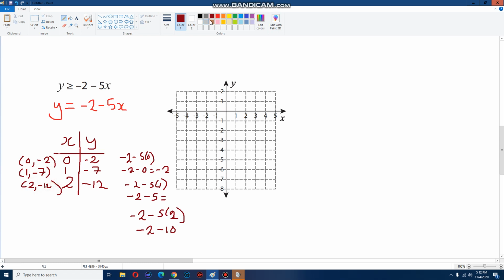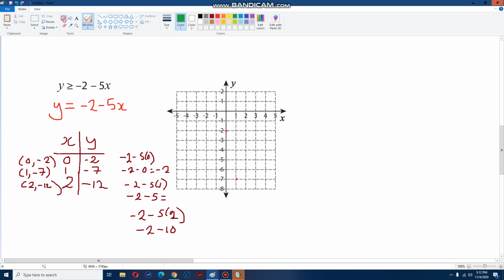Okay, and now let's plot this in my graph. So I'll start with 0 and minus 2, which is right over here. Then I'm going to do 1, and I'm going to go straight to minus 7, which is right over here. And of course 2 and minus 12, which is beyond this graph. I don't need to plot it, only because I can't show you the numbers here. But like I said, 2 coordinate points are good enough for me to draw a line. But that comes to the second question. What kind of line am I supposed to draw?